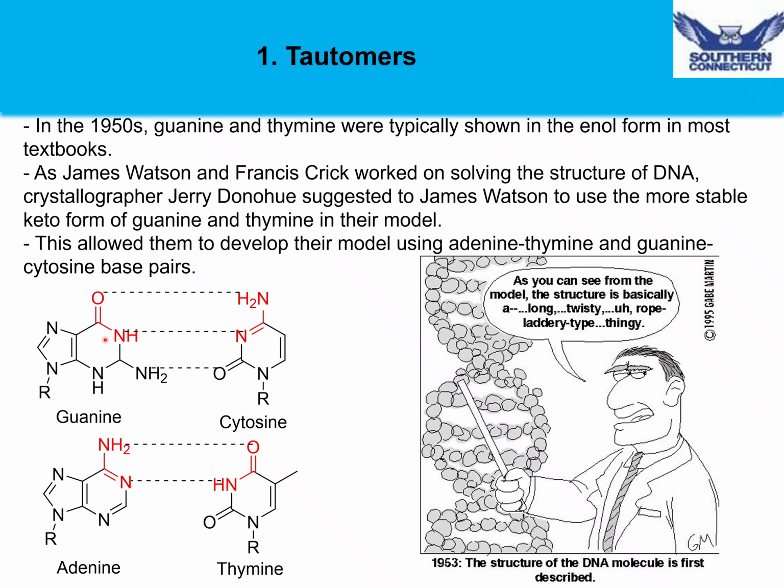So by using the more stable keto form of guanine and the amino form of cytosine, we can draw the base pair that we see on the screen here between guanine and cytosine. So it involves three hydrogen bond interactions. And then using adenine and thymine in the forms that we see here, we can have two hydrogen bonding interactions as shown.